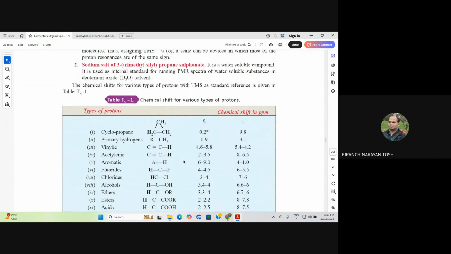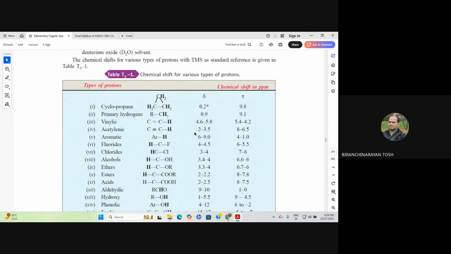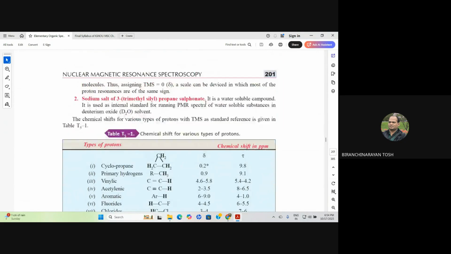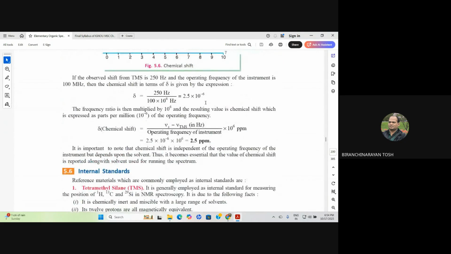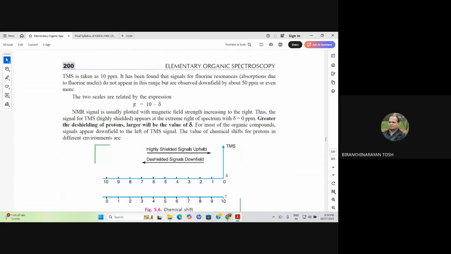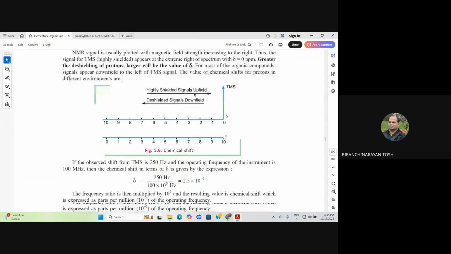So these are the types of protons, and the chemical shift values are given, delta value and also tau value. Tau is nothing but delta equal to 10 minus tau. Already we have shown here: tau equals 10 minus delta, or delta equals 10 minus tau, whichever.